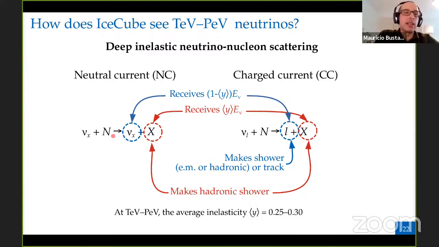The final thing I want to say here is that the neutrino that is created in the neutral current case just escapes, it doesn't interact anymore. So if you lose that energy, it leaves the detector. So you see here showers and tracks.